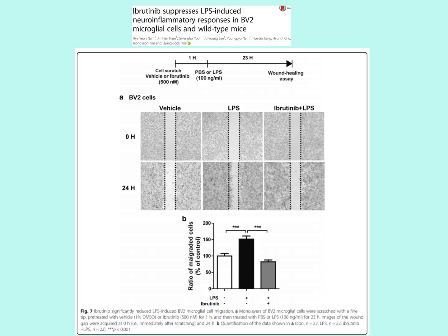The unique feature of this figure is to add a flowchart here in a figure. This flowchart is to show the sequence of events. First, you have a scratch wound to the tissue here. After 1 hour, you use either PBS or you use LPS, lipopolysaccharide, in this group, or just the scratch control group. Then here, you add a drug treatment.